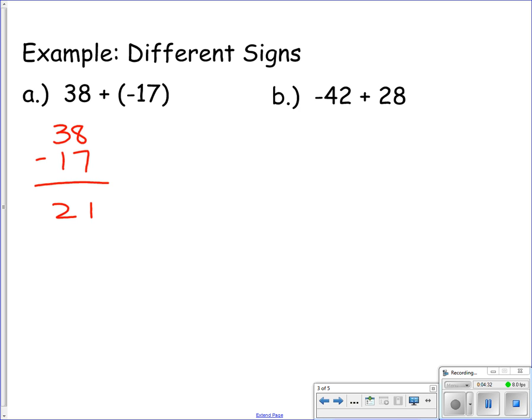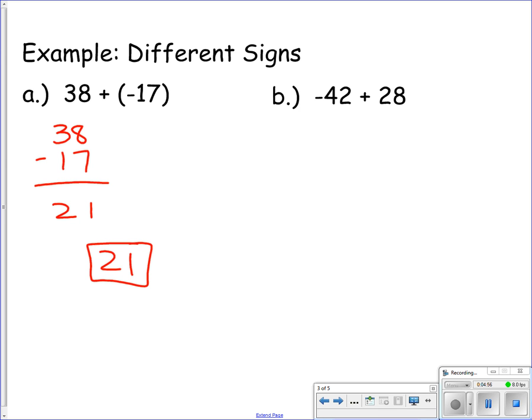Now I have to decide if it's positive or negative. Since I have more positives than negatives, I have a positive 38 and a negative 17. 38 is a bigger absolute value than 17, so my final answer is positive. So 38 plus negative 17 is essentially the same thing as 38 minus 17.